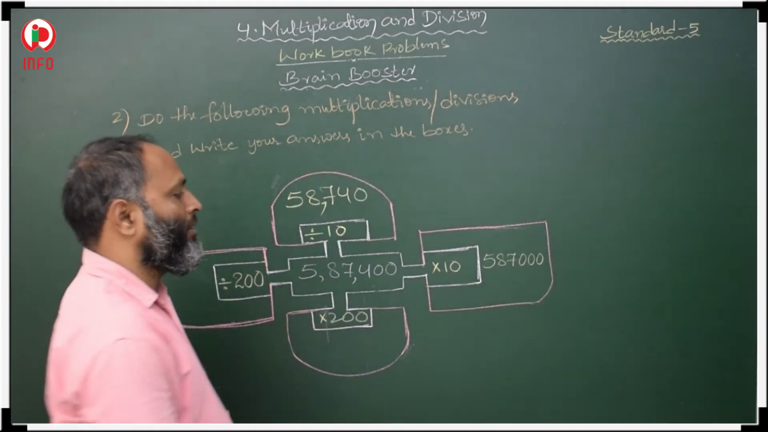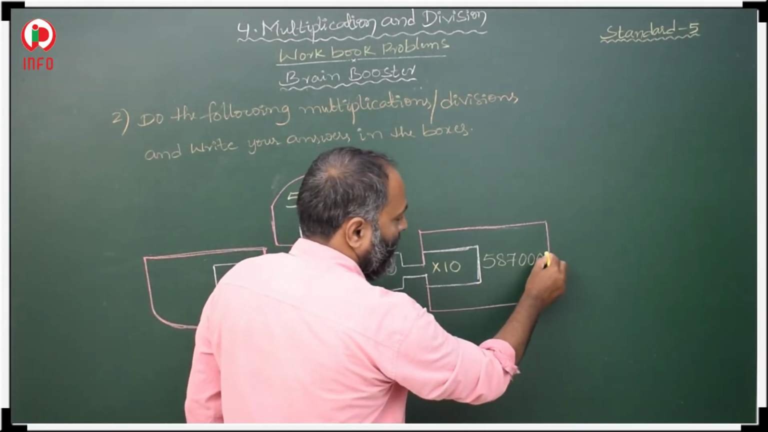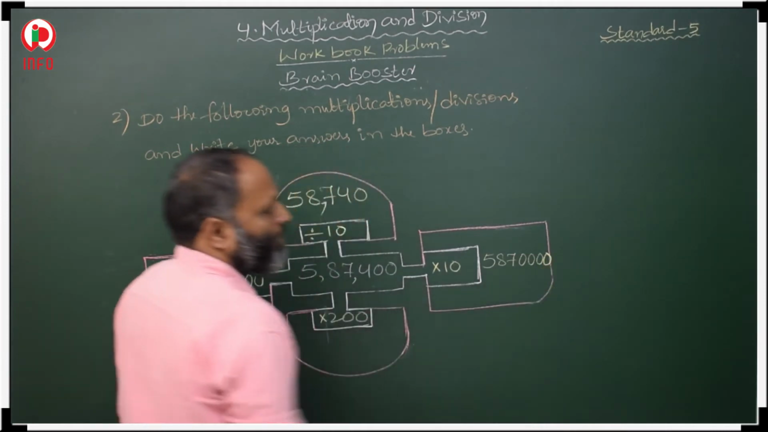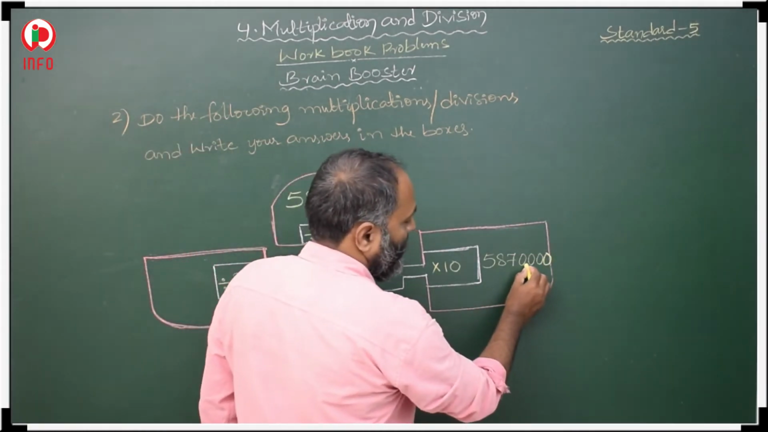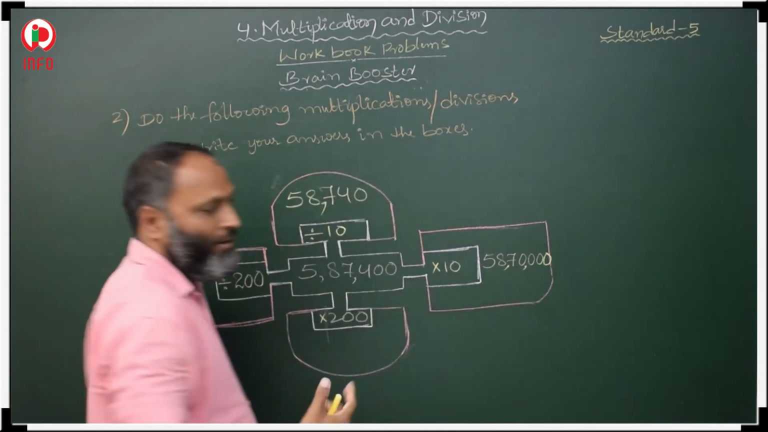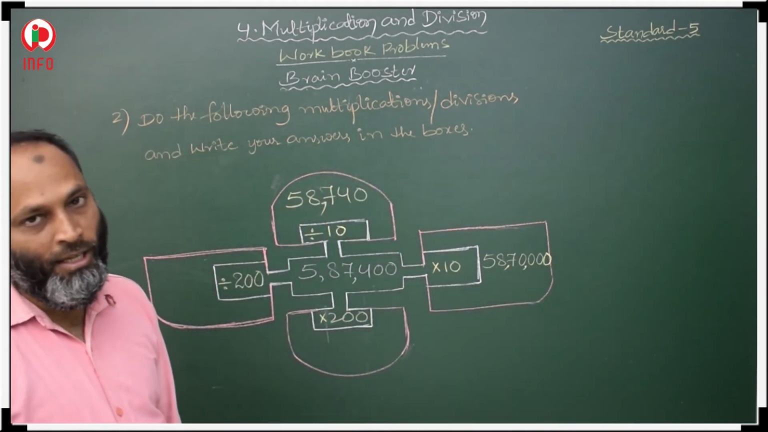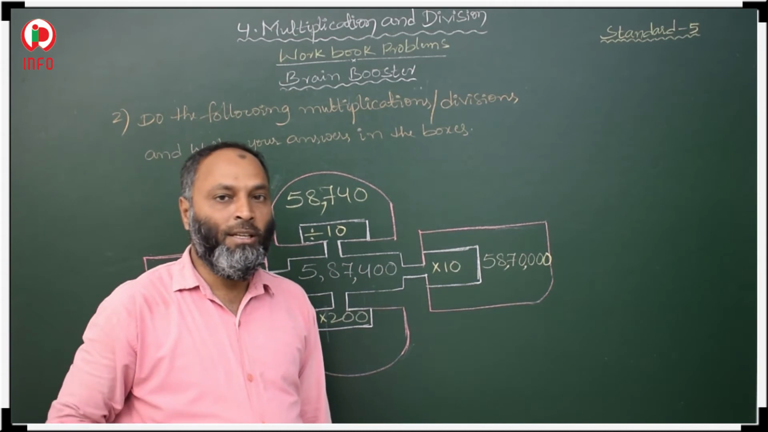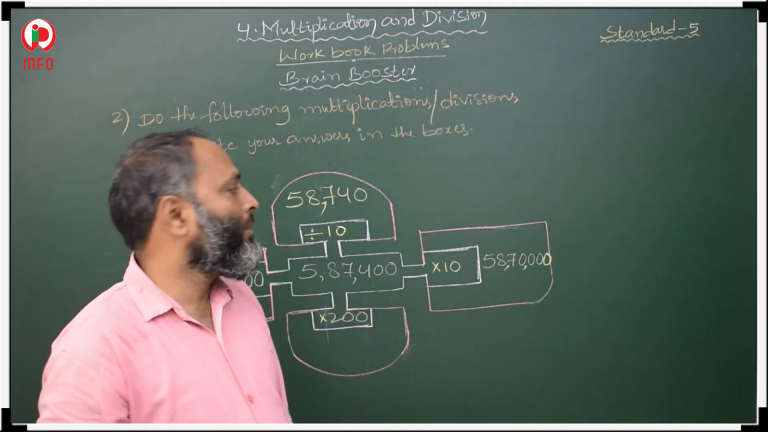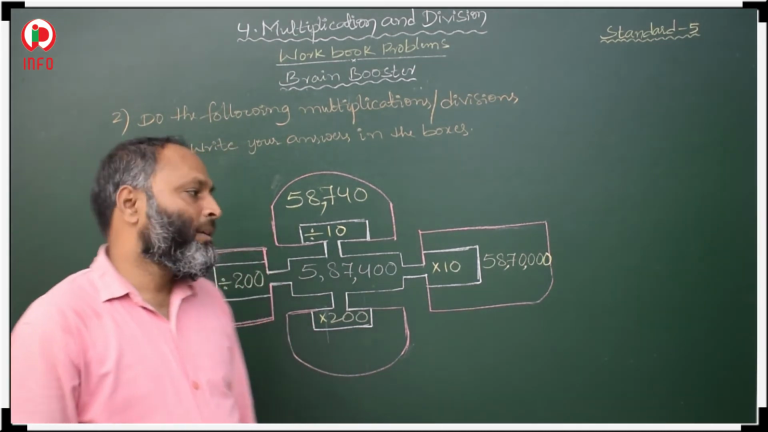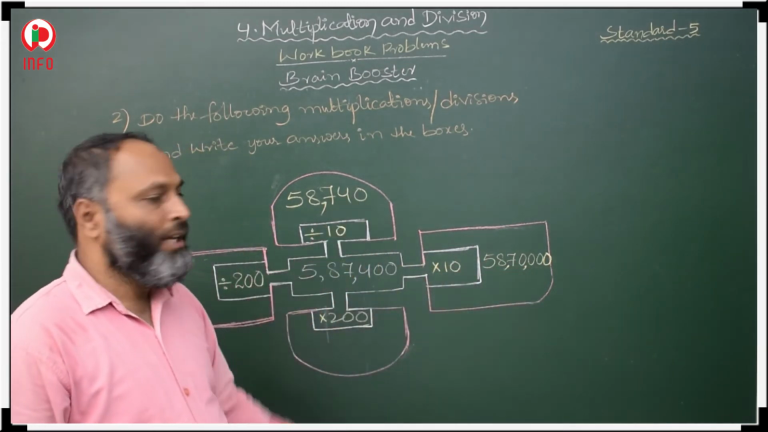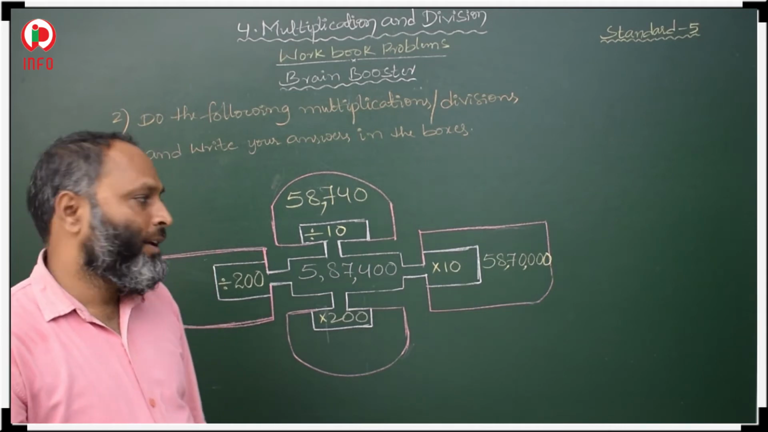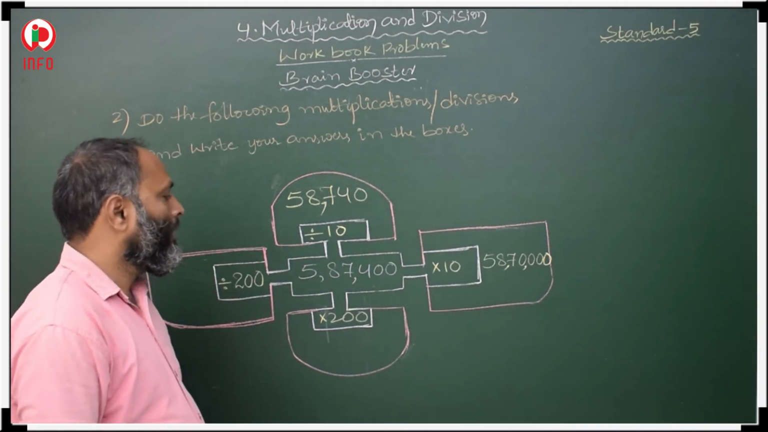This is our number, so one more 0 we have to keep. Total 4 zeros. When we multiply, we increase our value. When we divide, we decrease our value. Division means decrease our value, and multiplication means increase our value. So when multiplying, 1 zero will increase; when dividing, 1 zero will decrease.